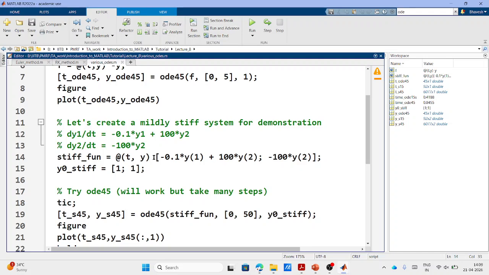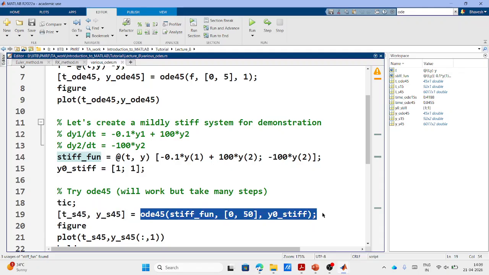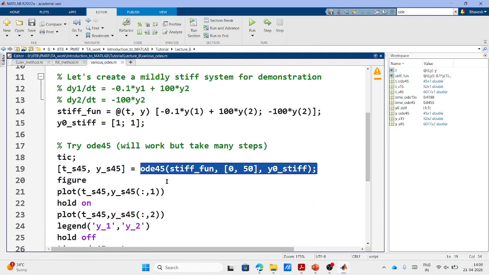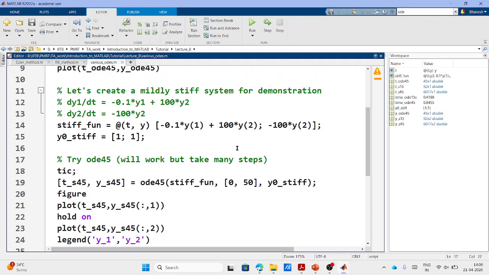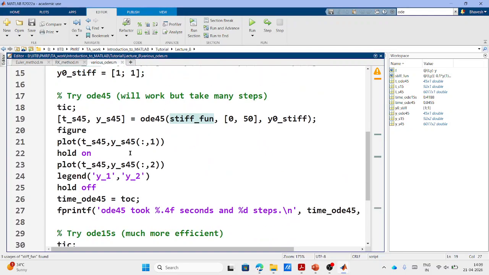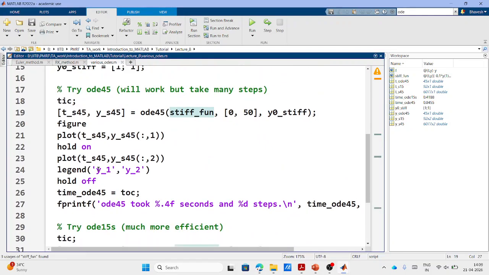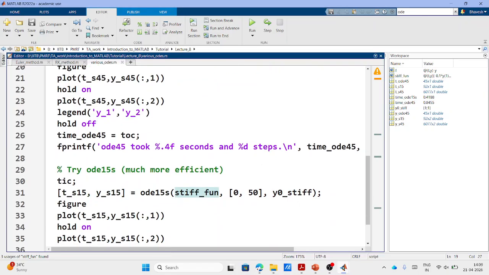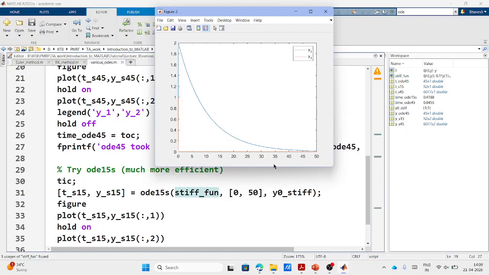I cannot create y1 and y2 as two separate dependent variables. The function will work in that way, but when I supply it to ODE45, like with fsolve, it will throw an error. So here I'm using ODE45, supplying the stiff function to find the solution, and plotting y1 and y2. In that case, you get this figure 2.